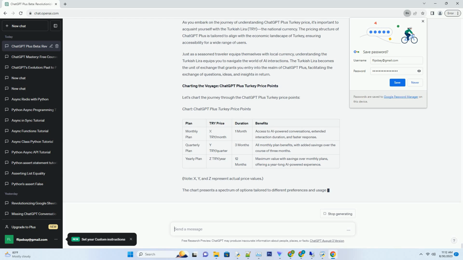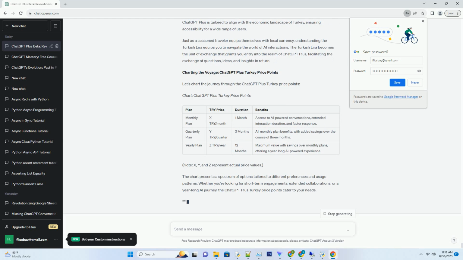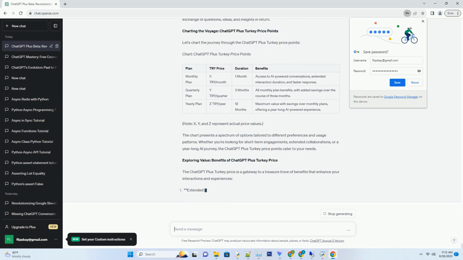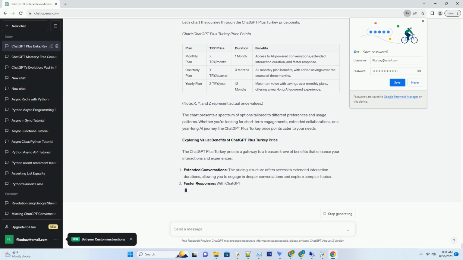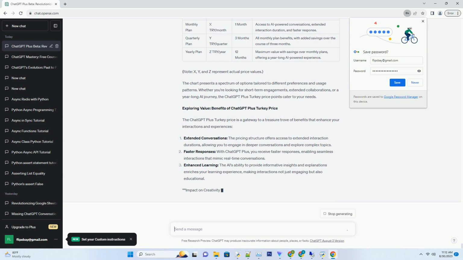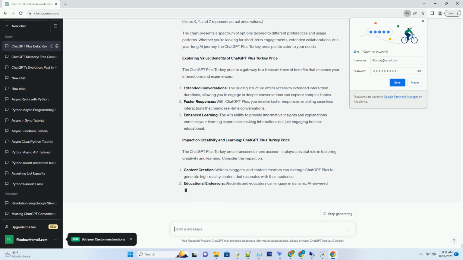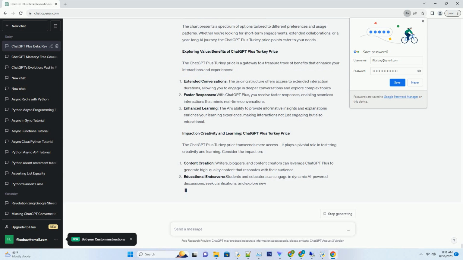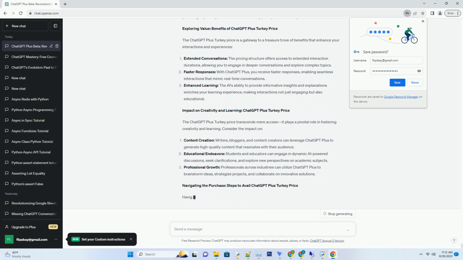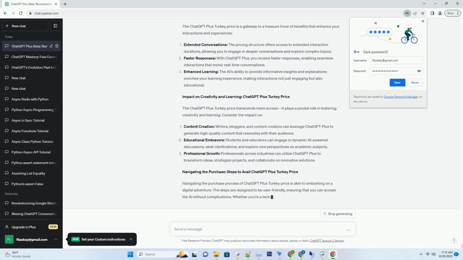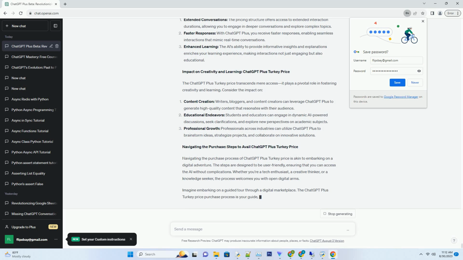Understanding the Turkish Lira, ChatGPT Plus Turkey Price. As you embark on the journey of understanding ChatGPT Plus Turkey Price, it's important to acquaint yourself with the Turkish Lira, TRY, the national currency. The pricing structure of ChatGPT Plus is tailored to align with the economic landscape of Turkey, ensuring accessibility for a wide range of users. Just as a seasoned traveler equips themselves with local currency, understanding the Turkish Lira equips you to navigate the world of AI interactions. The Turkish Lira becomes the unit of exchange that grants you entry into the realm of ChatGPT Plus, facilitating the exchange of questions, ideas, and insights in return.